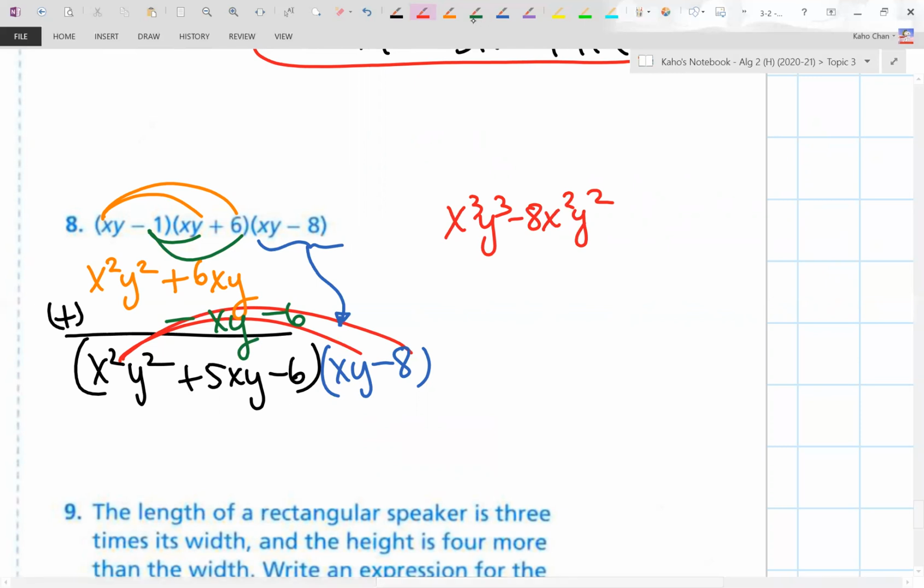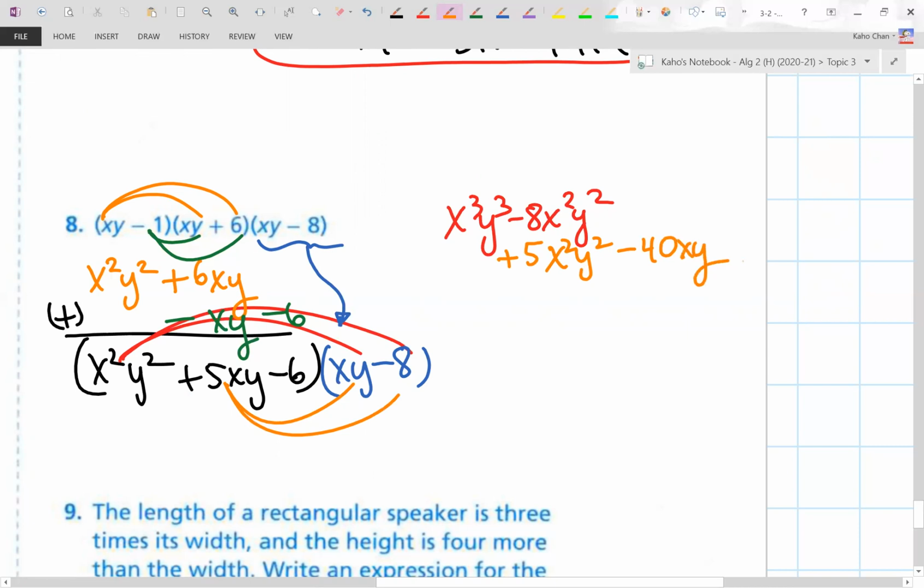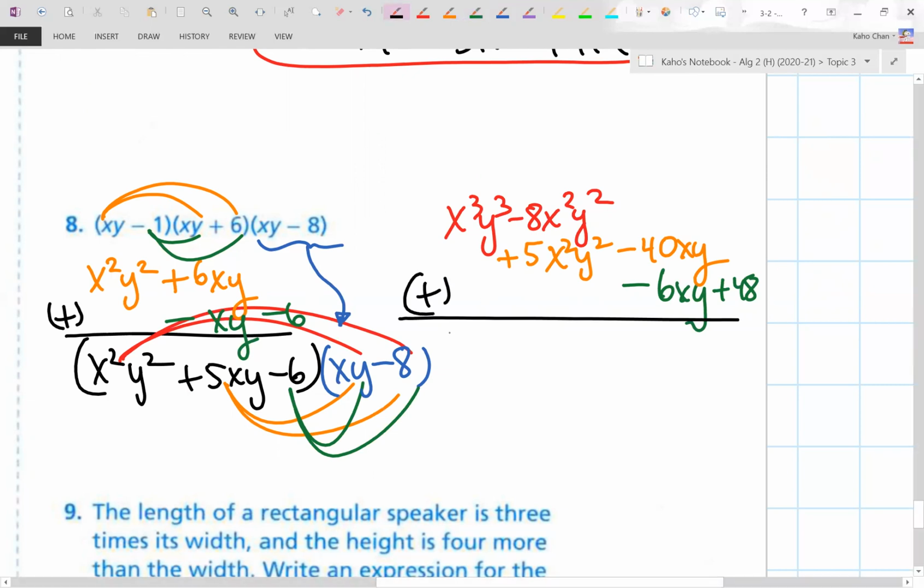All right, next one. Let's do this. 5 times 1 is, don't be careful. Some people might call it a 6. 5 times 1 is 5x squared y squared. Oops. I'm lining it up. Minus 40xy. All right. Next, here we go. Minus 6xy. And negative 6 times negative 8 is positive 48. So you notice I'm lining those terms up. And they're ready to be added all together.